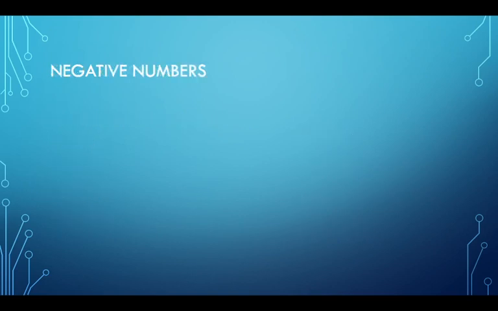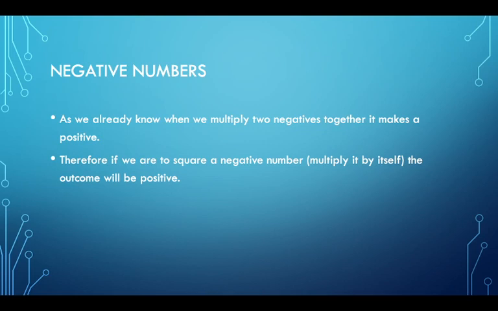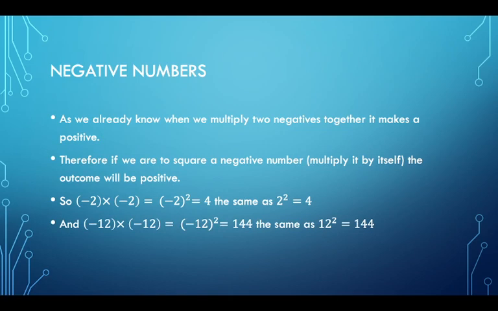So if we throw negative numbers into the mix, as we know, when we multiply two negatives together, it makes a positive. So if we square a negative number, we're going to multiply it by itself. The outcome is going to be a positive number. So minus 2 times minus 2, or minus 2 squared, is 4. The same as 2 squared, or 2 times 2, is 4. As well as minus 12 times minus 12, or minus 12 squared, gives you 144, which is the same as 12 squared, giving you 144.